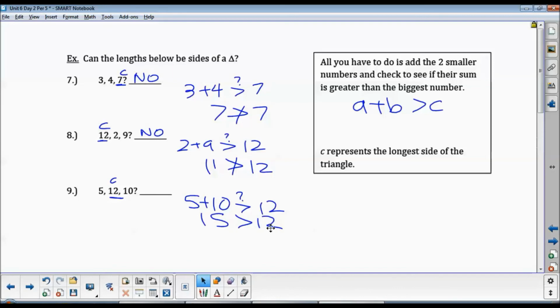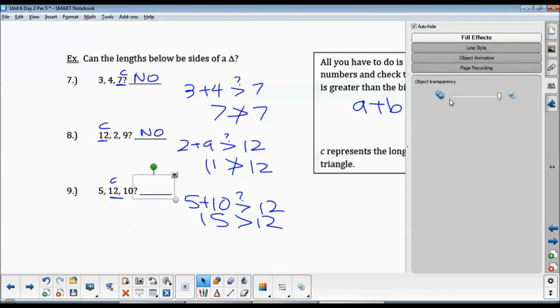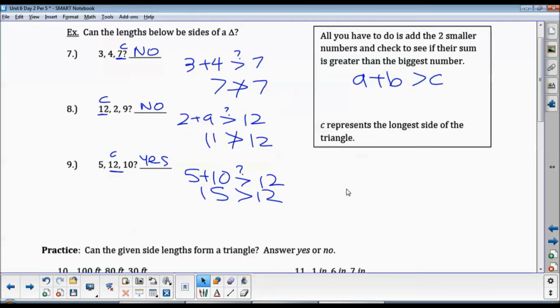That 15 is greater than 12. So yes, in this case, we actually do have a case where the 3 sides could actually make a triangle. So of these, number 9 was the only one where the other 2 sides had a sum greater than C, and those are the only ones that actually make a triangle.